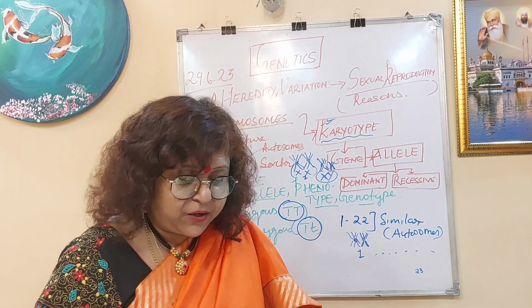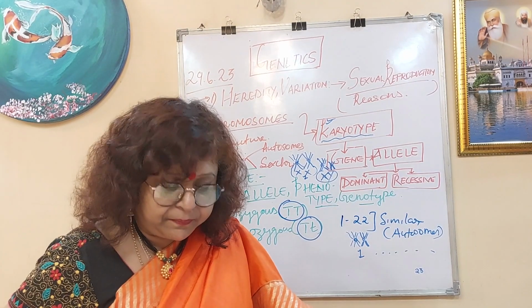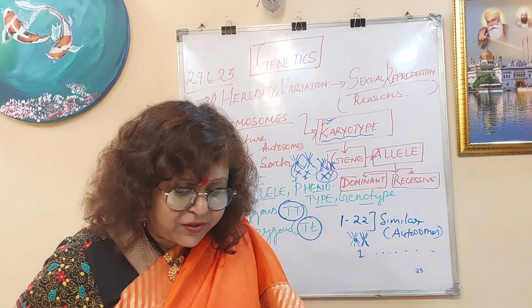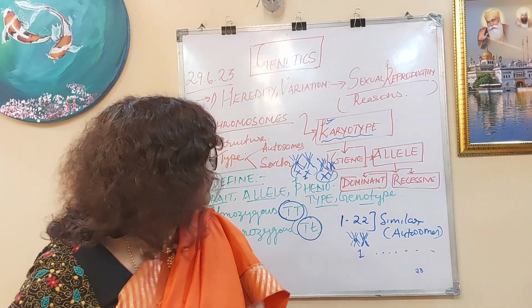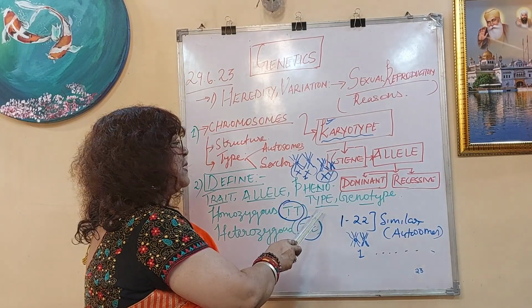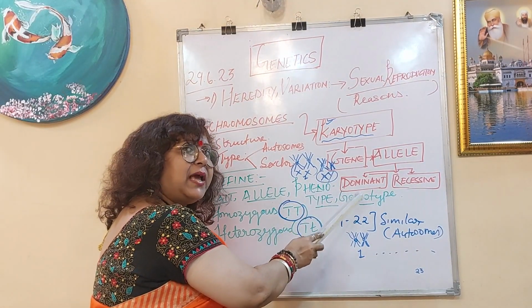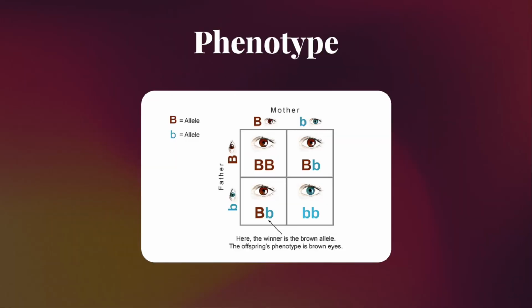Okay, this is another thing. Define these three terms I told you: alleles, then which one? Homozygous, heterozygous. Now another term here which you should know is phenotype. I have written phenotype and genotype. Define phenotype. What will you write here? The physical appearance. That's all.